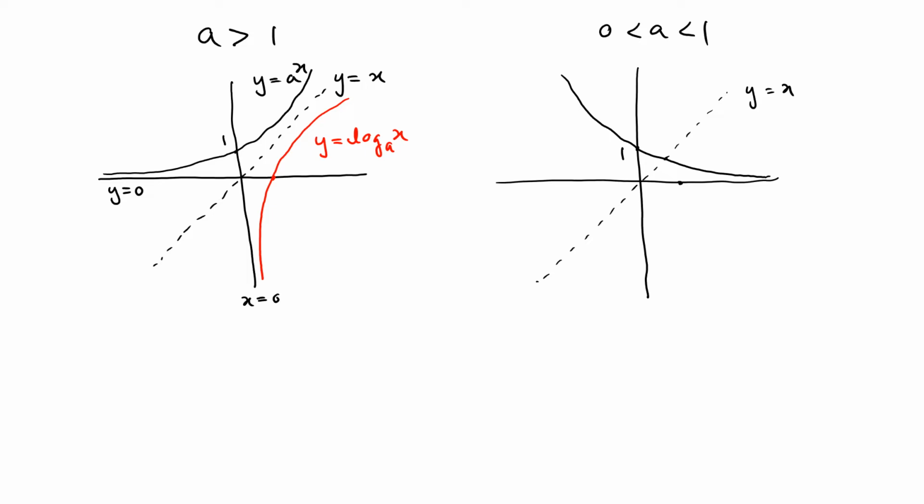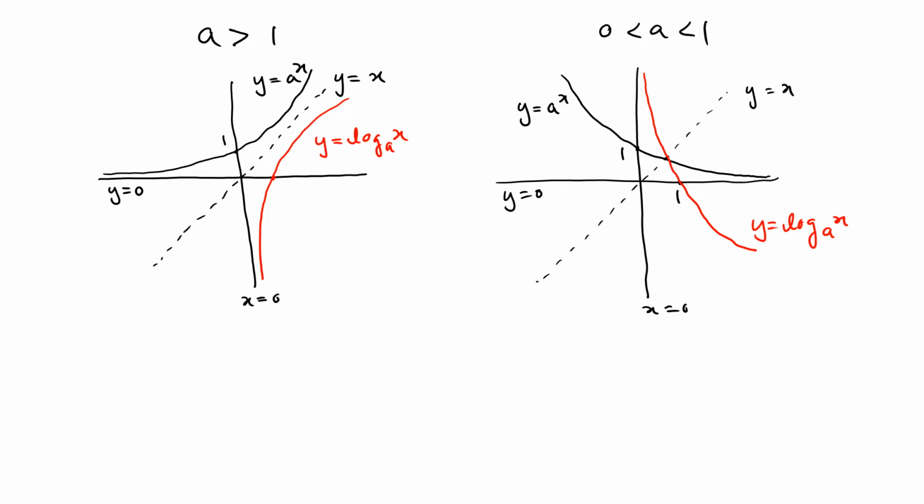It has a vertical asymptote, passes through this point, and goes like that. So that is the graph of the log function for a between 0 and 1. This is the y equals a to the x graph for a between 0 and 1, and this is the graph y equals log base a of x when a is between 0 and 1, and this is the point 1. Again, x equals 0 is a vertical asymptote to the new graph, and y equals 0 is a horizontal asymptote to the old graph. Good.